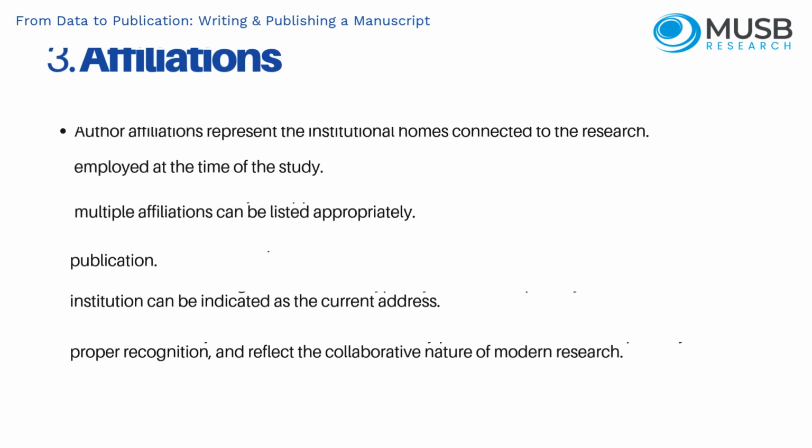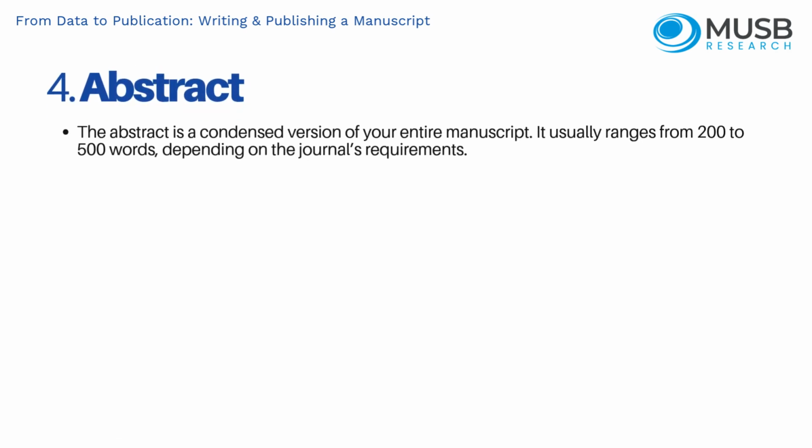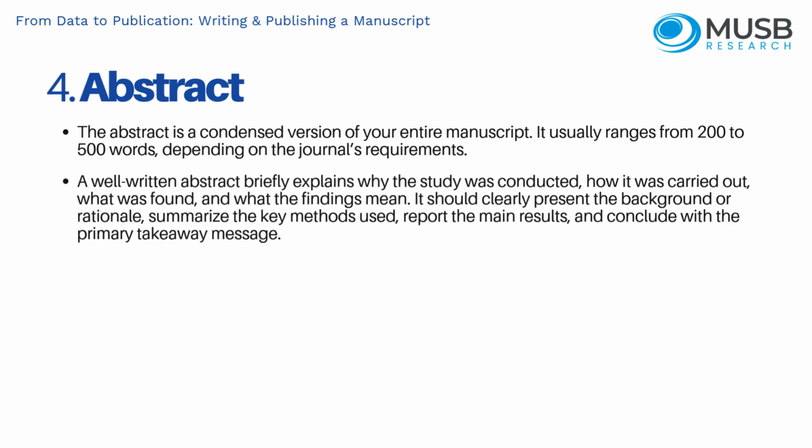The abstract is a condensed version of your entire manuscript. It usually ranges from 200 to 500 words, depending on the journal's requirements. A well-written abstract briefly explains why the study was conducted, how it was carried out, what was found, and what the findings mean. It should clearly present the background or rationale, summarize the key methods used, report the main results, and conclude with the primary takeaway message.